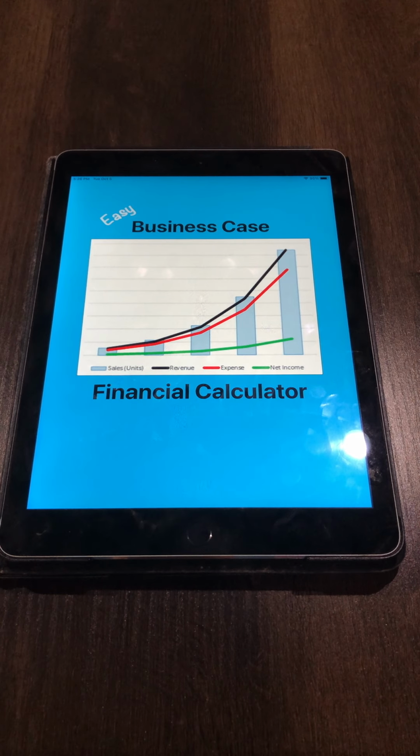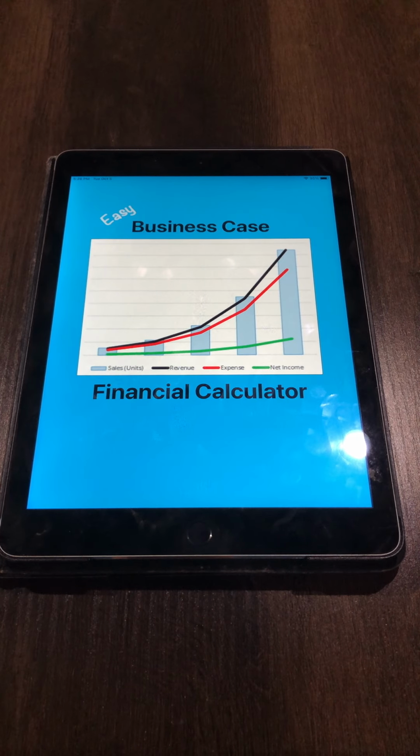Now, the business case calculator is not going to be able to know your business. You're going to have to tell it about your business. So there's a little bit of homework you need to do before you can actually use this tool to model your business case. Today, what we're going to be doing is developing business plan financials for an app development company.